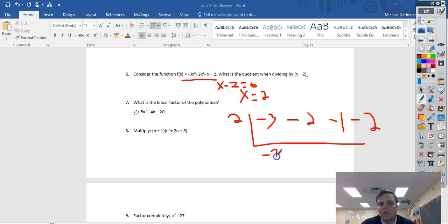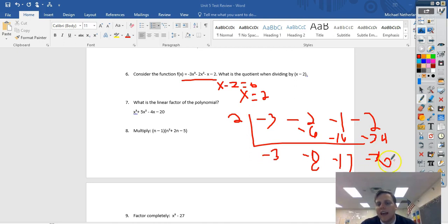Carry down the negative 3, multiply, add, multiply, add, multiply, that's what, negative 34, add, that gives me negative 36, and it says, what is the quotient when dividing?